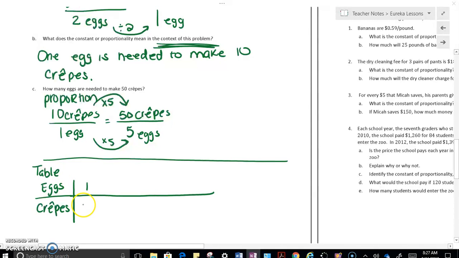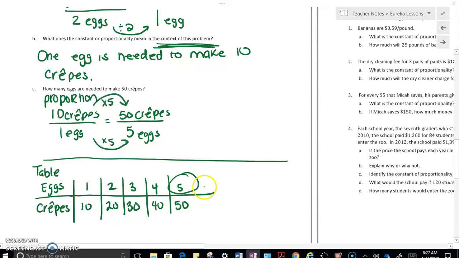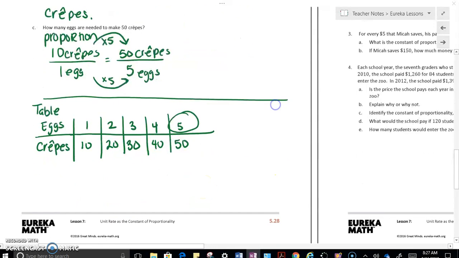So for 1 egg, I get 10 crepes. We already know for 2 eggs, I get 20. I just want to keep increasing my value by 10. And you can see 50, I'm going to need 5 eggs. Or last but not least, you can set up an equation.